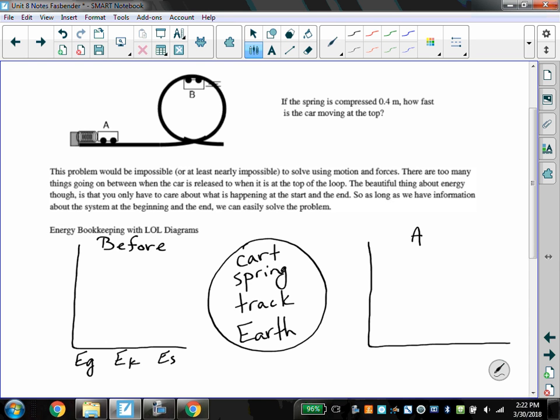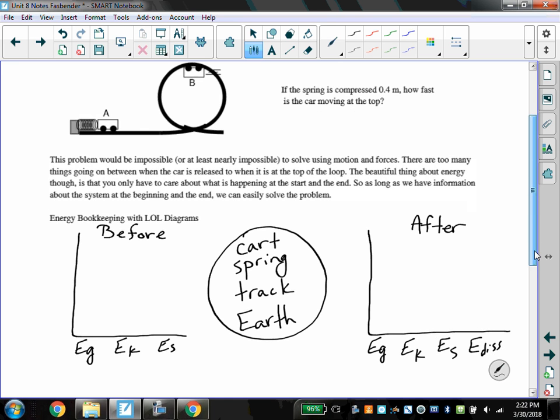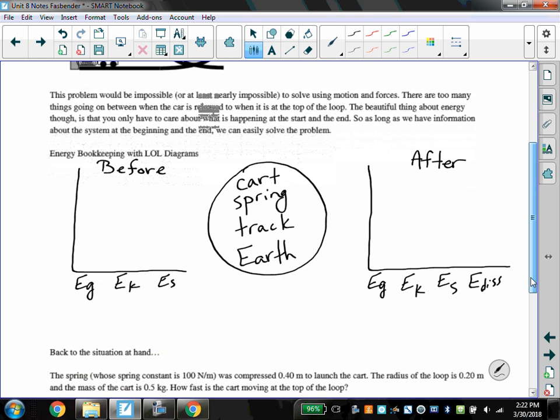Now the other L is also a bar graph, and it is the after. So where is our energy after everything has happened? It could be gravitational energy, it could be kinetic energy, it could be spring energy, or it could have been dissipated. And that's the beauty of energy. We just have to care about what's happening before anything happens, and what's happening after. I know that the amount of energy in the before and the after has to be the same, and I can totally ignore what happens in between. So we totally get to ignore the spring pushing on the cart, we totally ignore the cart slowing down, everything like that.